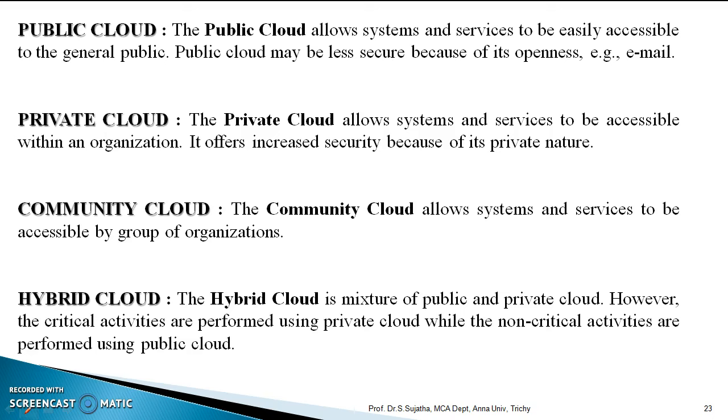Public, as you all know, public cloud allows systems and services to be easily accessible by the public. With its openness, it is less secure than the private cloud. Example, email. In private cloud, all these services will be accessible within an organization. It won't be visible to the public users. In community cloud, all the services will be accessible by a group of persons placed in a particular organization. Each and every organization will have a different set of groups, and each group will have this community cloud to share their information. The last one is hybrid cloud. Hybrid cloud is a mixture of public and private cloud.